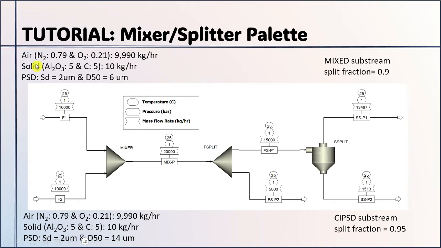Both of these streams have air and solid entrainments, where air is considered as 79% nitrogen and 21% oxygen, flowing at a rate of 9,990 kg per hour, and solid is simulated as alumina and carbon graphite, each of them flowing at a rate of 5 kg per hour. The composition, along with the temperature, pressure and the total flow rate of the F2 stream, is also the same.